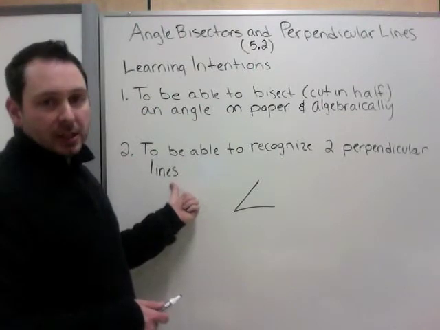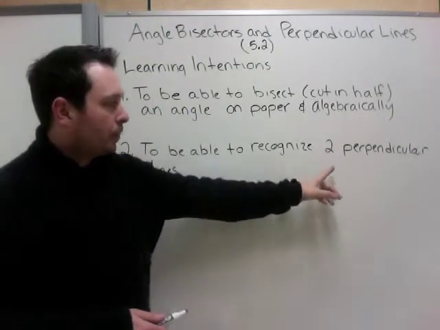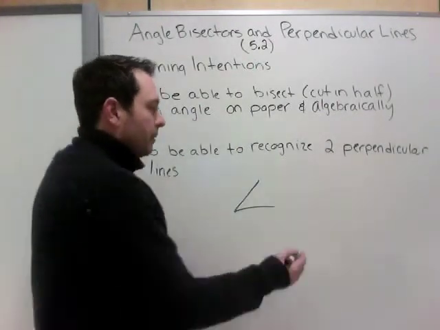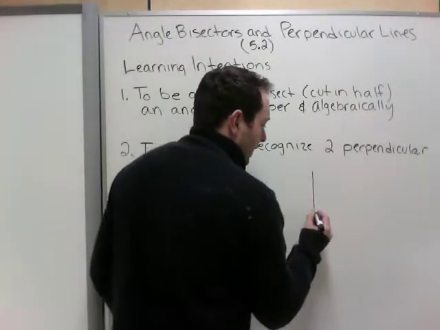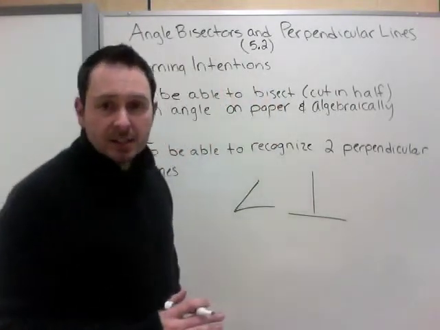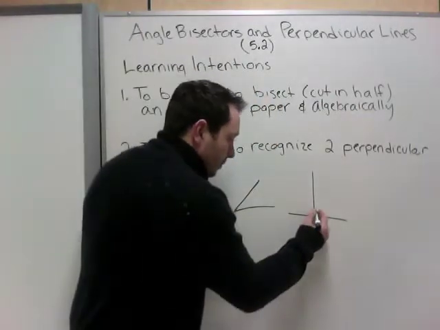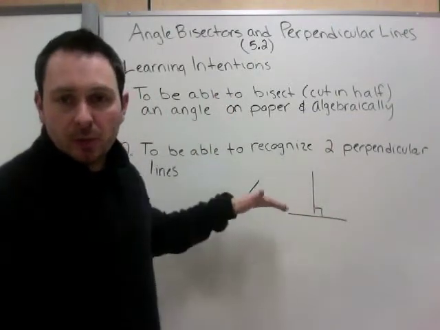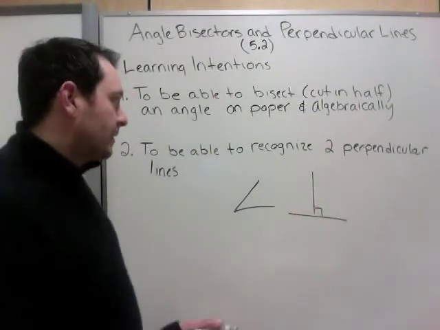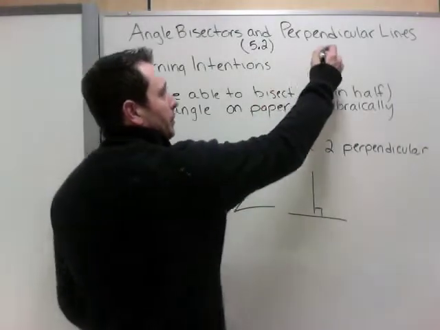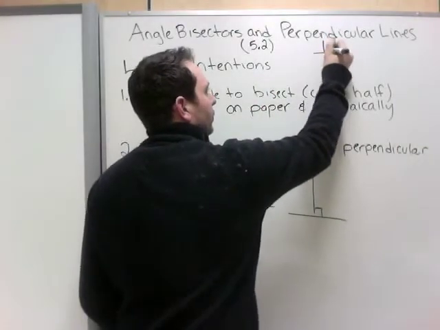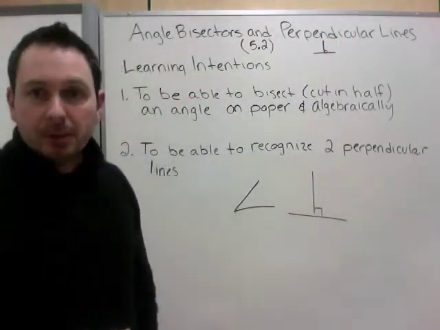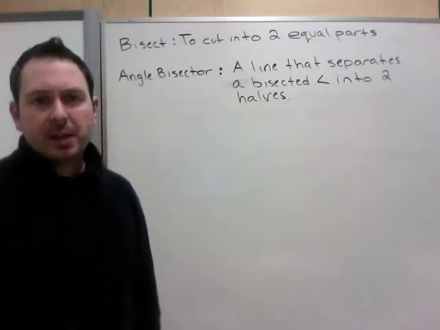And the second learning intention is to be able to recognize two perpendicular lines. To start, perpendicular lines are two lines that cross at 90 degrees. So this would be a 90-degree angle because that's where the lines are crossing. And in the future, often you'll see the word perpendicular shown with that symbol. So our first learning intention was how to bisect an angle.